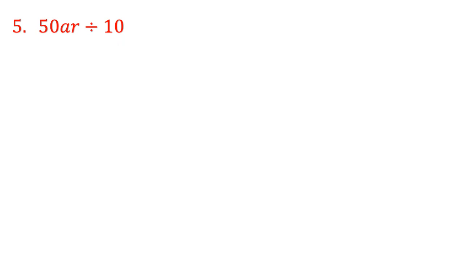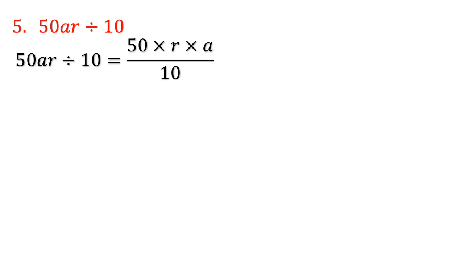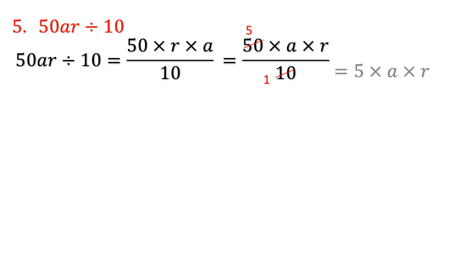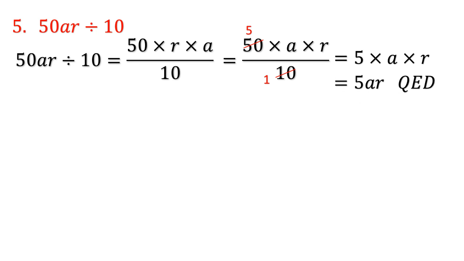Take example 5, 50ar divided by 10. 50ar divided by 10 is equal to 50 times r times a over 10. To simplify this one, 10 into itself how many times? 1 time. 10 into 50 how many times? 5 times. What are we left with? You have 5 times a times r, and this is equal to 5ar. Very simple. It's very easy.